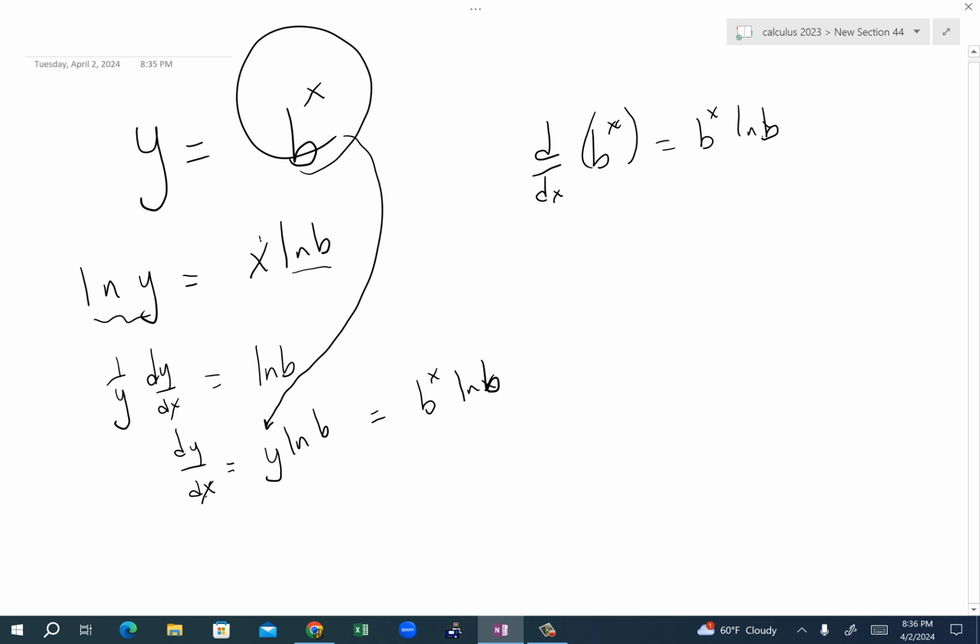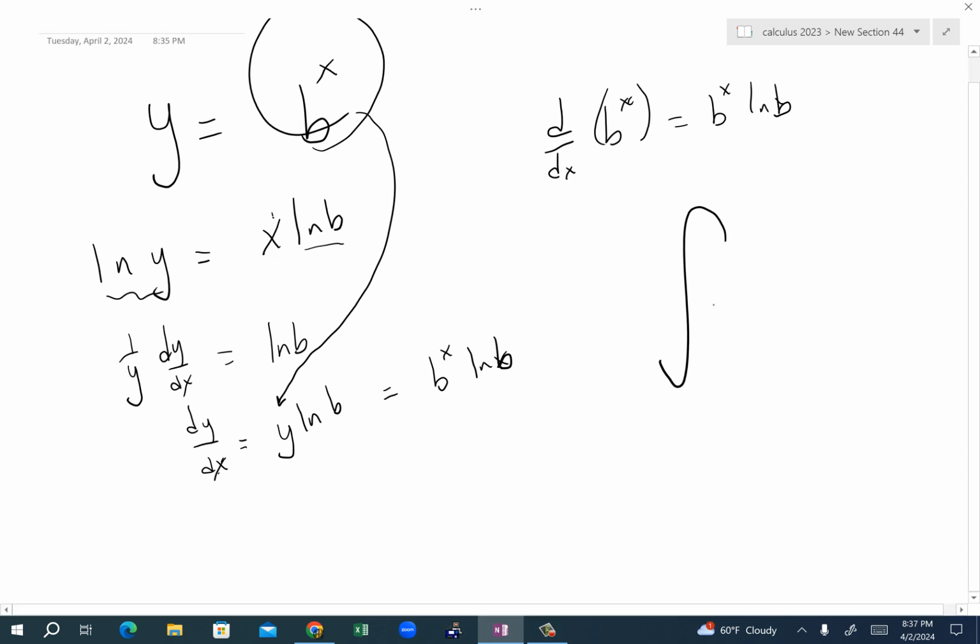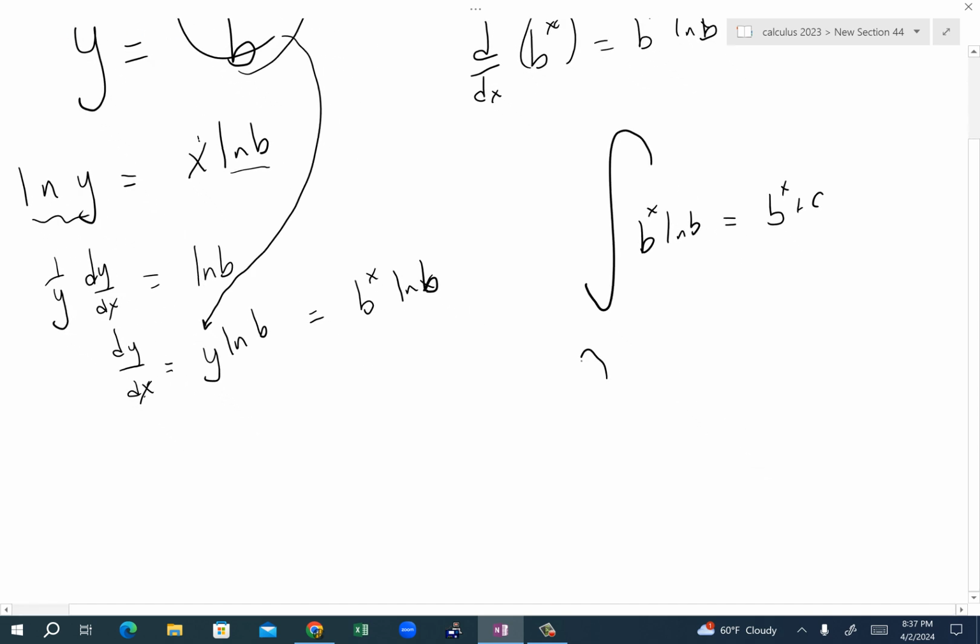Oh, that's interesting. So you're saying that the antiderivative of b to the x ln of b is equal to b to the x plus c. That's exactly what I'm saying. But wait a minute, Mr. Groom. What if I didn't have this ln of b? What if it was just b to the x? What would the antiderivative of that be? Well, I feel like it'd be b to the x, but we'd be missing this number. ln of b is a number like 12. We'd be missing it. In other words, we'd be not as big as we would have been. And so it'd be over the ln of b.